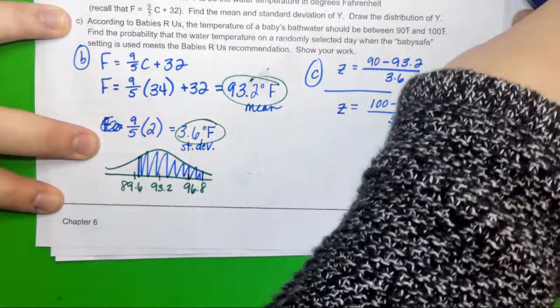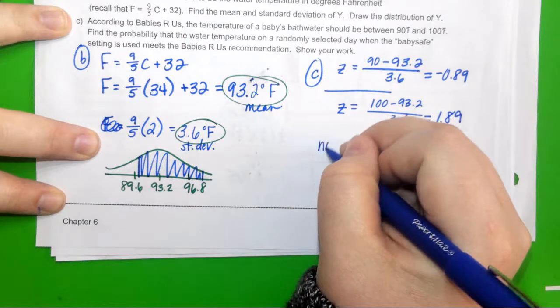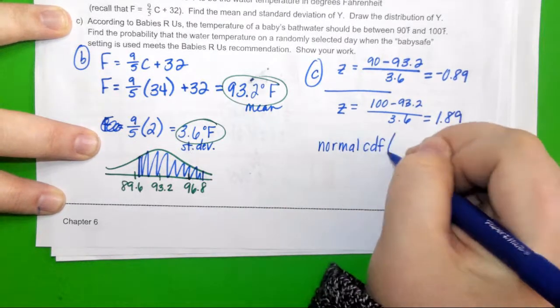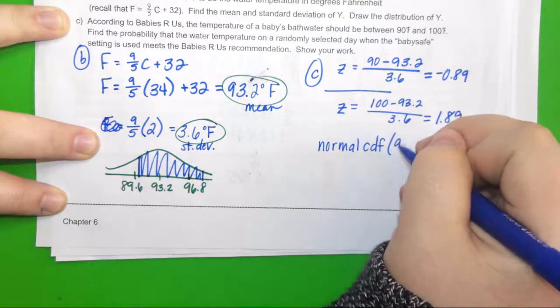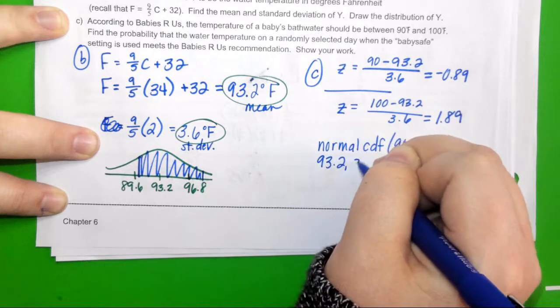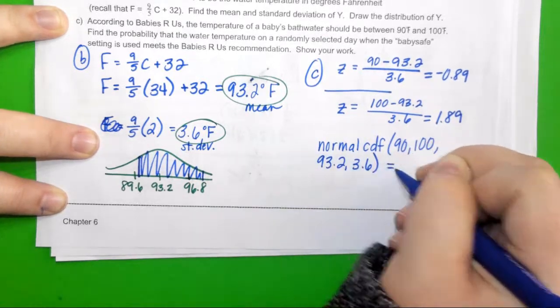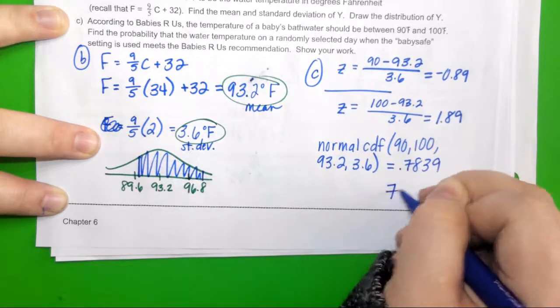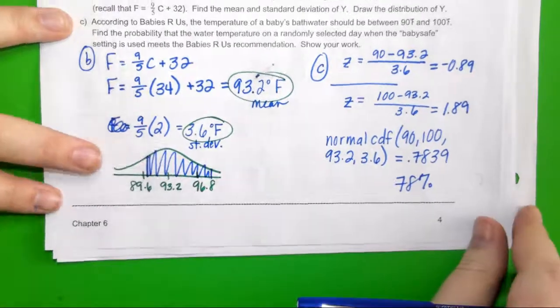But, of course, it would be fastest if we did normal CDF. And the lazy man's way, say 90, 100, 93.2, 3.6, and you'll end up getting about 78%. 0.7839, which is about 78%. We're going to call it a day on that.